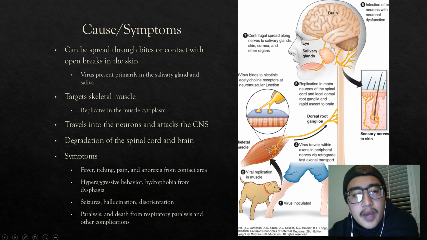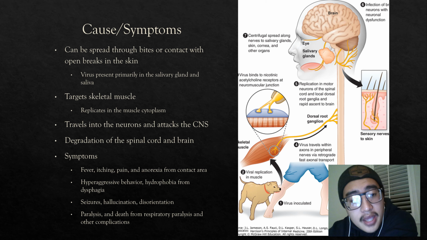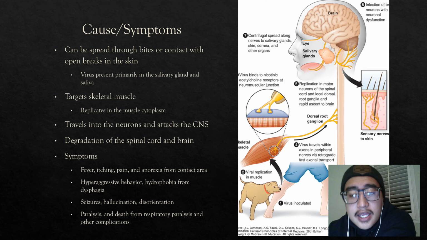It enters the body through bites and contacts with open breaks in the skin. Because the virus is primarily in the salivary glands and the saliva of the rabid animals, biting is perfect for the virus to spread, where it targets deeper tissues until it hits the skeletal muscles. In the skeletal muscle, cytoplasm is where the replication occurs, and it travels into the neurons and attacks the central nervous system once it is incubated and strong enough to do so.